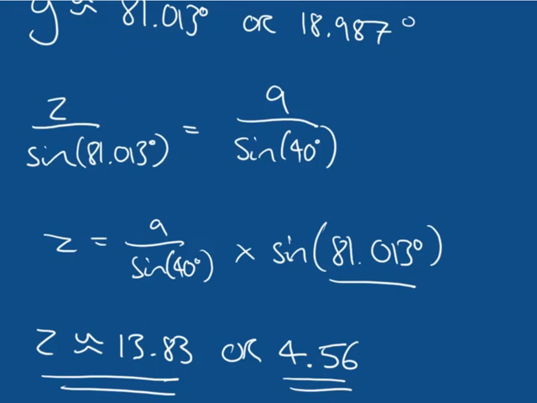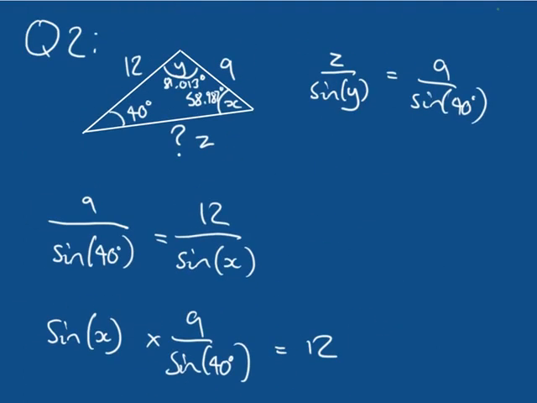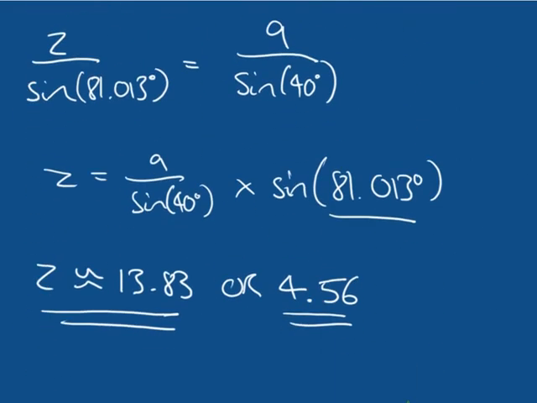So not only is z equal to 13.83, it could also be equal to 4.56. And again, that all comes back to the fact that we don't know two of the angles and we don't know the length of this edge, and because of that there are two possible lengths of this edge that satisfy that problem. So once again, the two possible lengths you're looking for are 13.83 or 4.56.